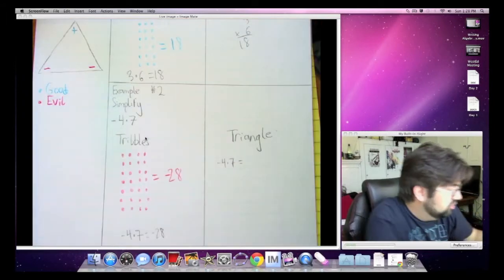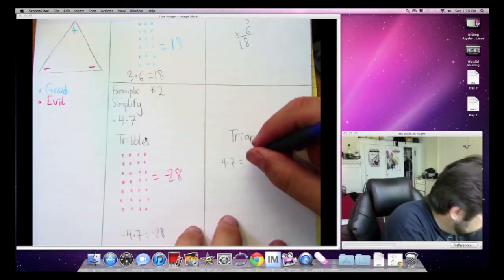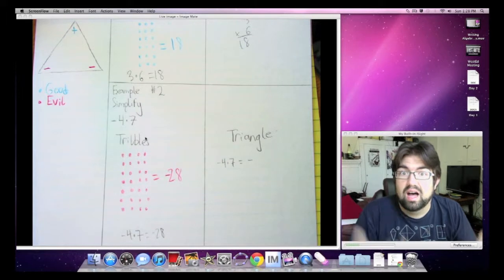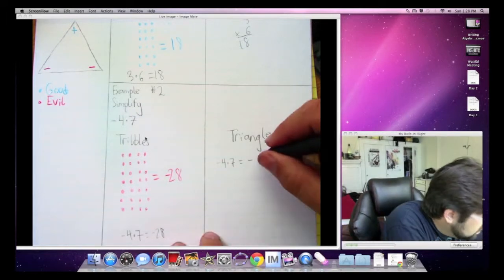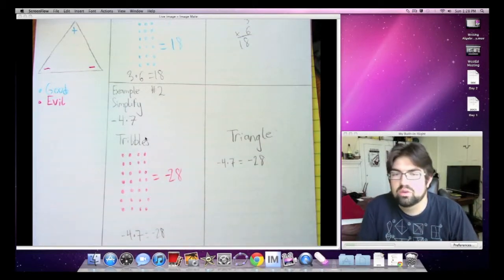So the first thing I'm going to do is a negative times a positive is always negative. Because it's saying, what is the opposite? Remember, negative means opposite, and the opposite of positive is negative. So we have -28, because you know what 4 times 7 is. And that's it with the triangle.